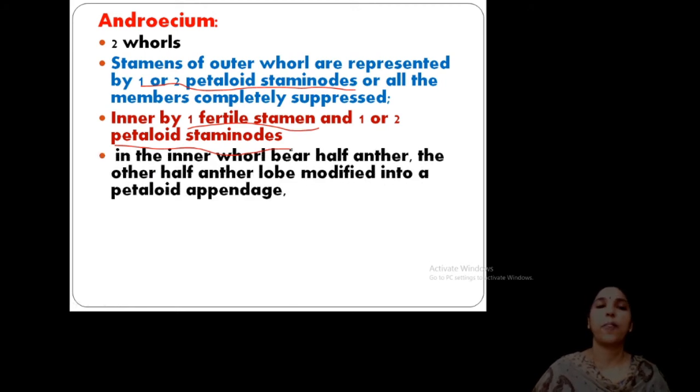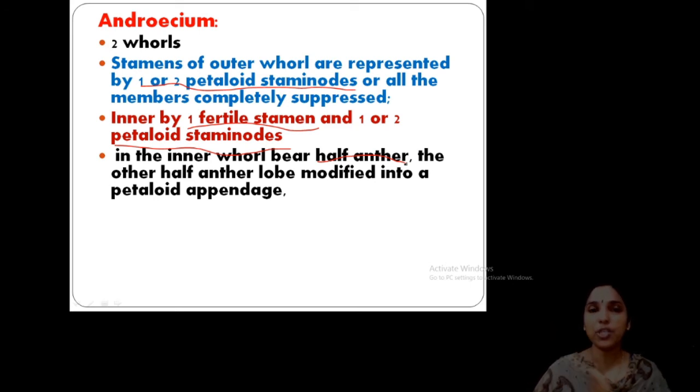Okay, now the inner whorl bears a half anther. Half anther is also a very typical and important point of Marantaceae, the presence of a half anther. Half anther is present in the inner whorl. The half anther lobe is modified into petaloid appendages. So in this part of the inner whorl, it is actually a modified stamen, a petaloid leaf-like structure.